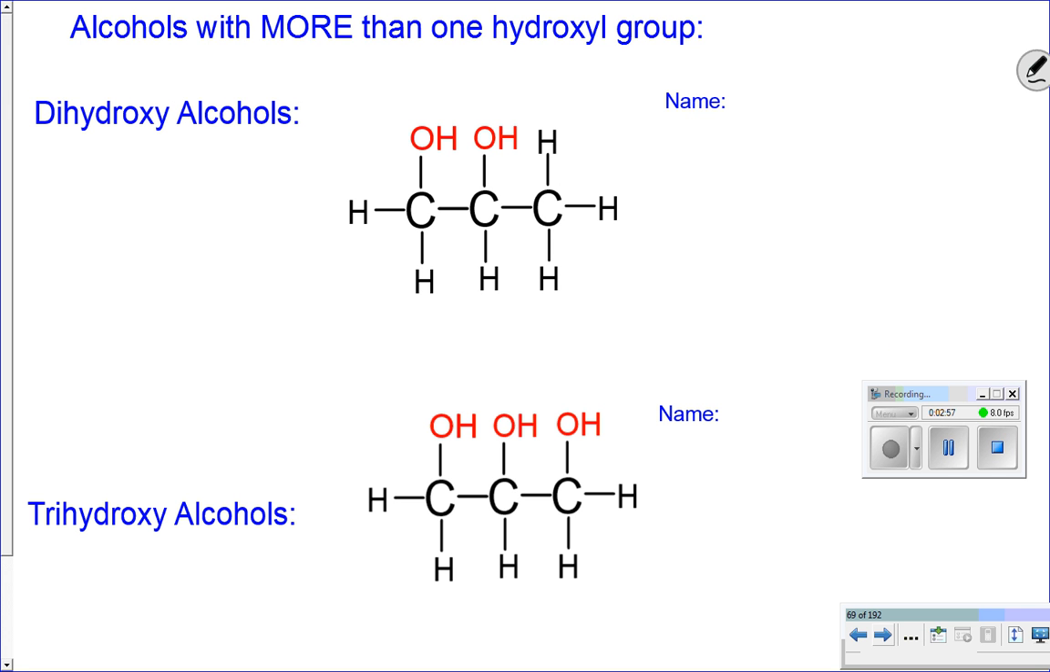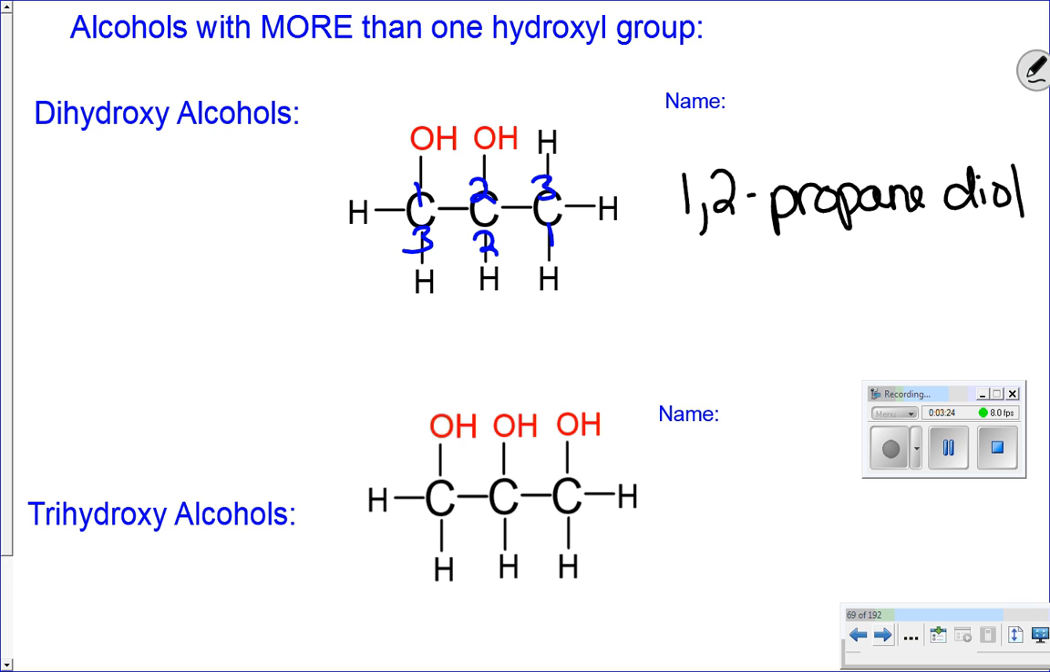The dihydroxy alcohols have 2 hydroxy groups. These are named a little bit differently. This particular example up here, I'm going to number in this direction. If I number in the other direction, my hydroxy groups would be on carbon 2 and 3, and I really want them to be on 1 and 2 instead. So what I would actually call this molecule is 1,2-propane diol. So this is a little bit different.